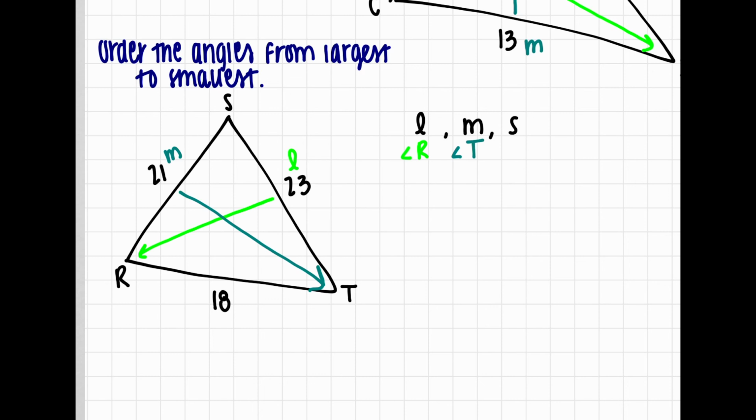And finally, my smallest side is 18. Label it with an S. Draw the arrow across. And I know my smallest angle is angle S. So if I order the angles from largest to smallest, I go from angle R to angle T, finally to angle S.